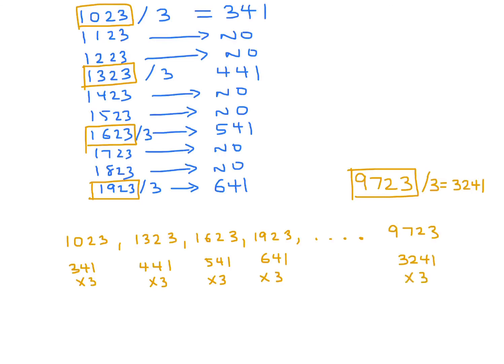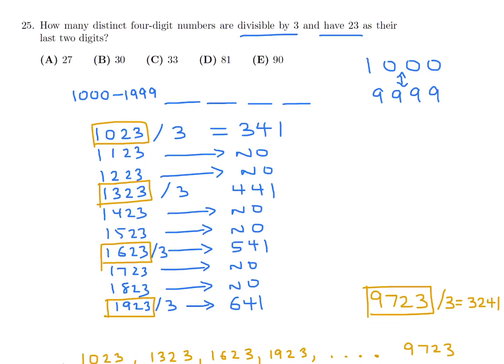So what was the pattern? We've got 3, 4, 5, 6. It'll be 7, 8, like that, all the way up to 32. So basically all the numbers from 3 to 32, and 1 and 2 are not there. So how many are those? Well, that's 30. So 30 is the answer to this question. Number 25 is B.